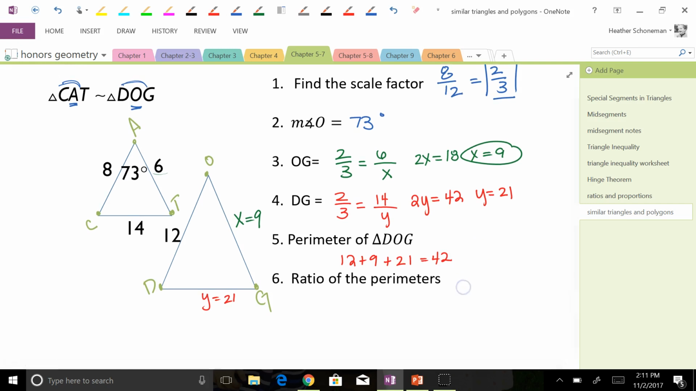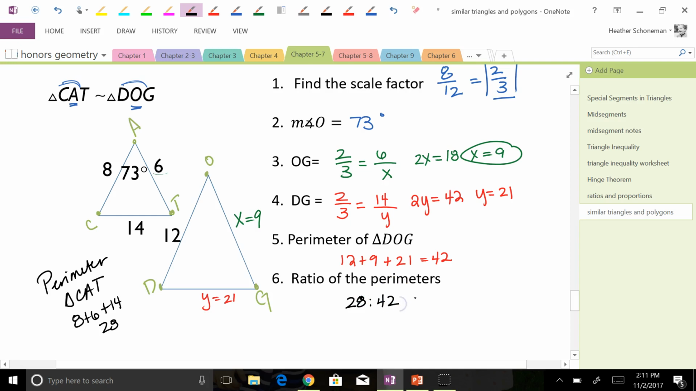Now it wants to find the ratio of the perimeters. Well, to find the ratio of the perimeters, I first need to find the perimeter of triangle CAT. I don't have that information, so I've got to add that up. That would be 8 plus 6 plus 14. Well, 8 and 6 is 14, plus another 14 is 28. So I'm going to say the ratio of the perimeters is 28. Now ratios, we write the 2 dots in between, to 42.